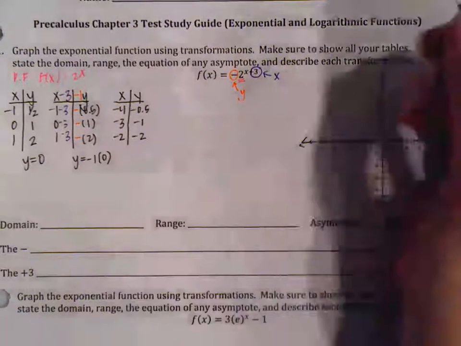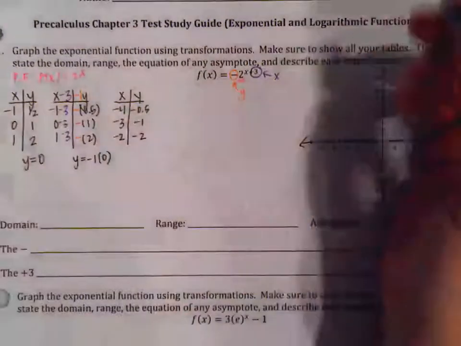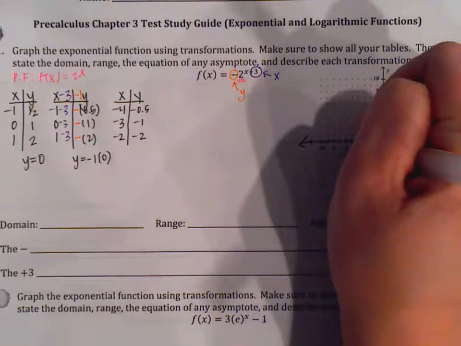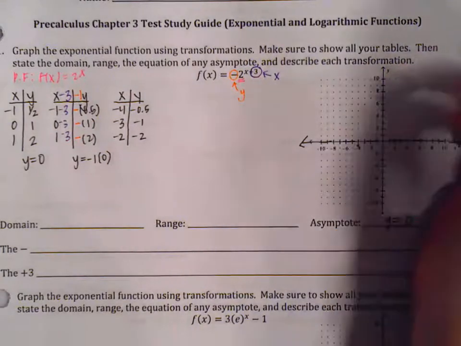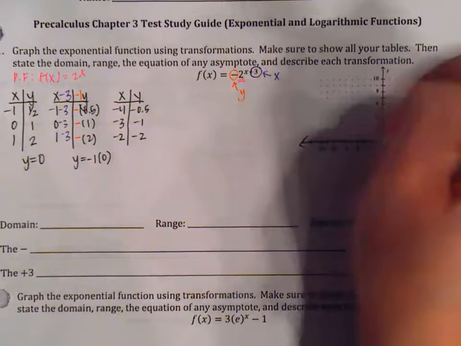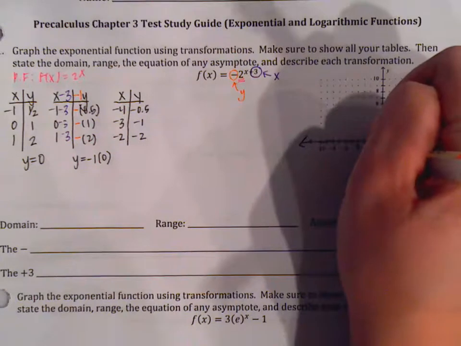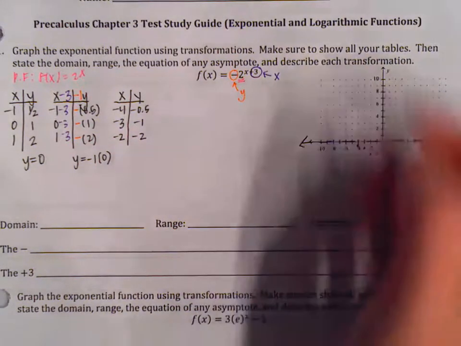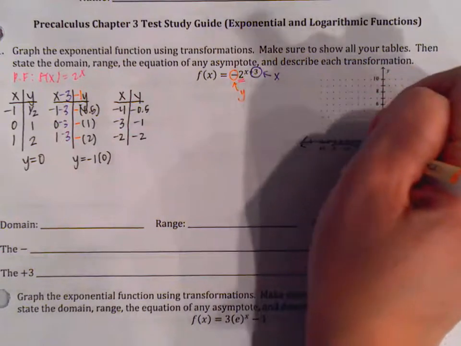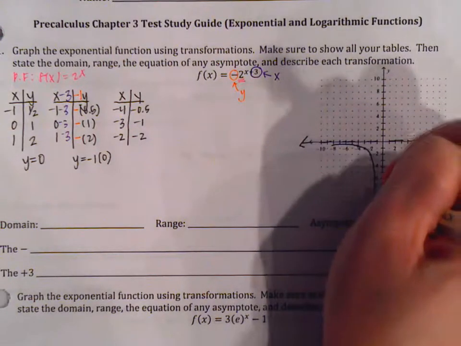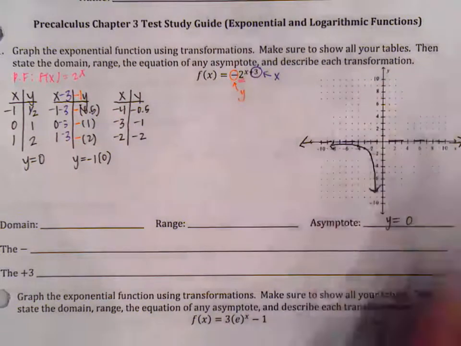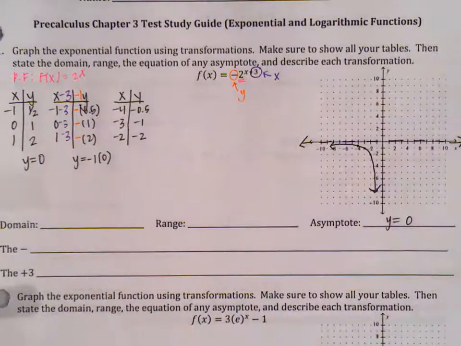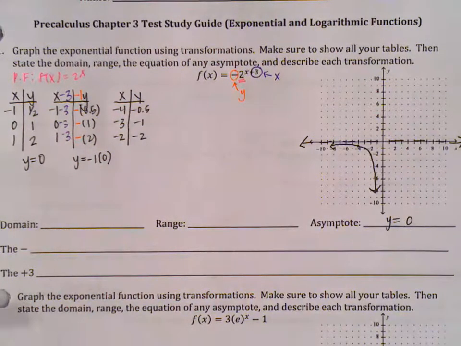And then I can just plot my points. So -4 is at -0.5, -3 is at -1, and -2 is at -2. And then I know it's going to be a curve, so I'm going to draw that in. And there's my graph. So then I can just answer my following questions.